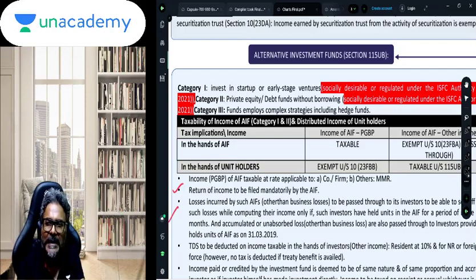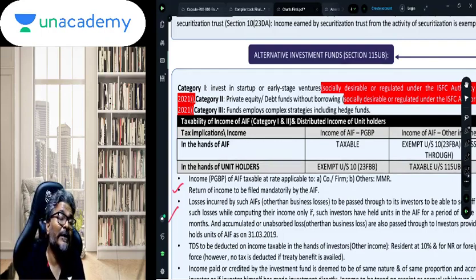So in this case, again, just stick with the original example. 100 rupees is the income of AIF 1 or AIF 2, out of which 50 is PGBP, 20 is long-term capital gains and 30 is short-term capital gains. So it is only 50 on which AIF 1 and AIF 2 will be taxable. Now, how will it be taxable in the hands of AIF 1 and AIF 2? That will depend upon the status of this AIF 1 and AIF 2.